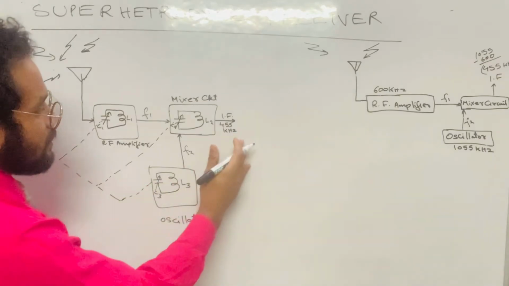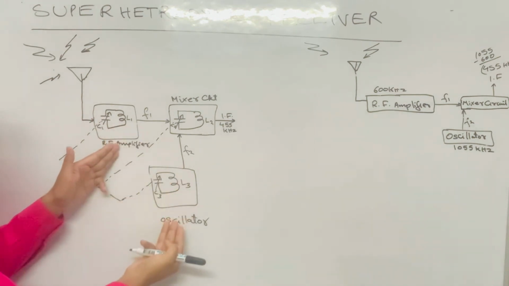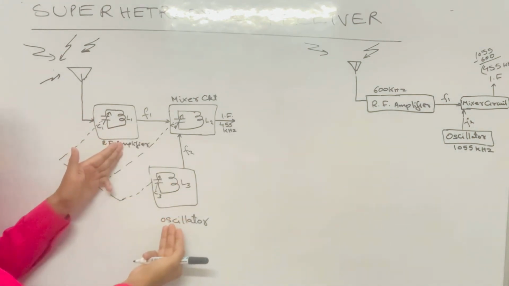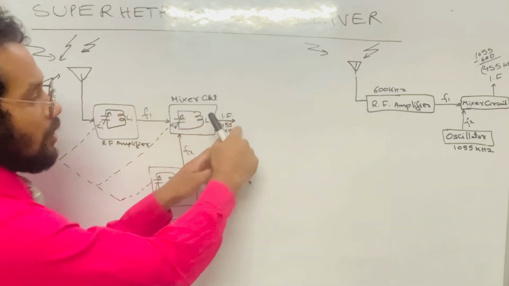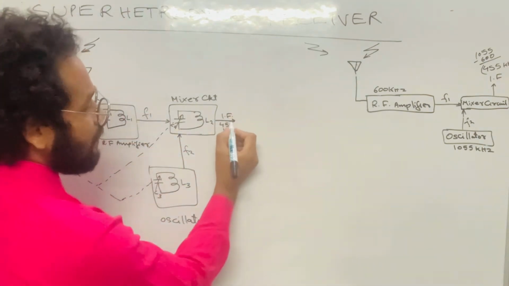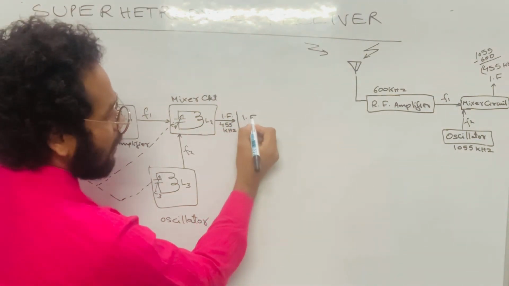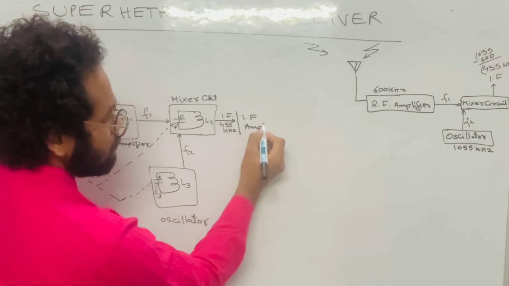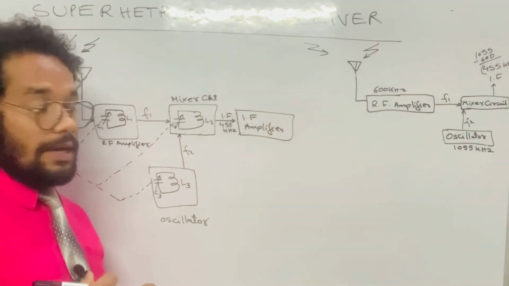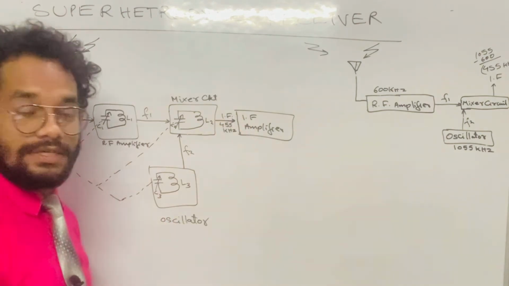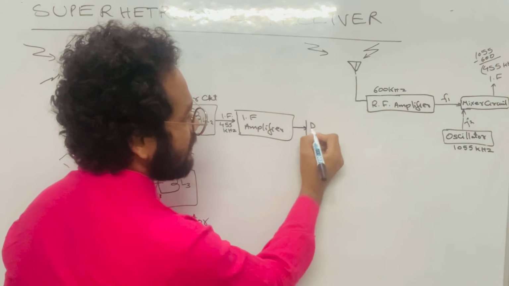Next, we have seen that a signal is received and given to the RF amplifier, and the high frequency comes from the local oscillator and is given to the mixer circuit. Now from the mixer circuit we get the IF. This IF, the intermediate frequency, is given to the IF amplifier. What does the IF amplifier do? The IF amplifier will amplify the intermediate frequency. Once it amplifies, the signal is given to a unit called the detector.